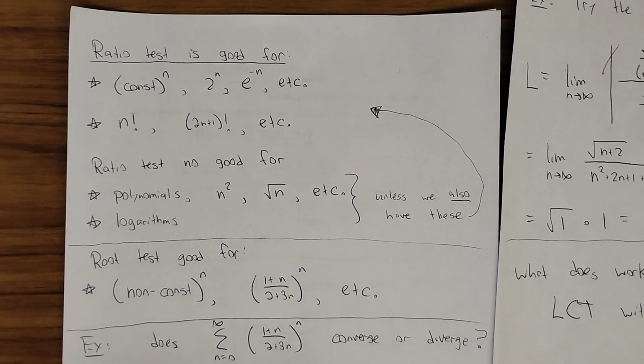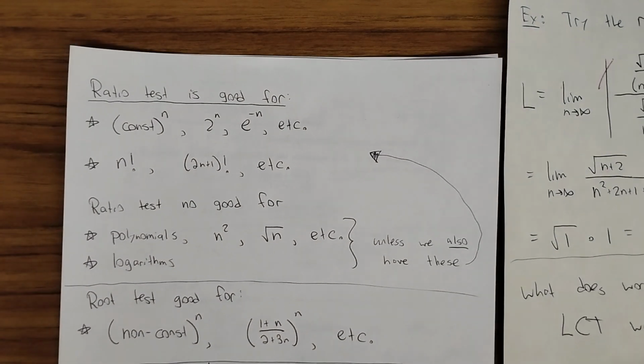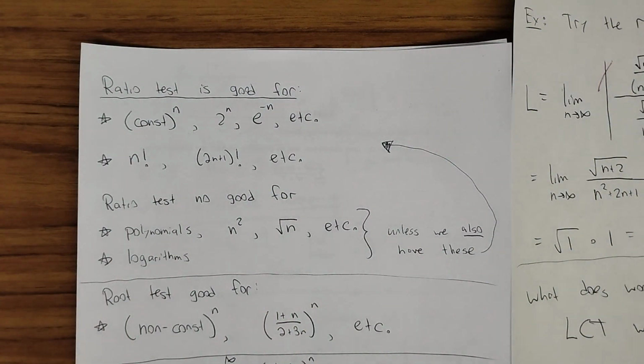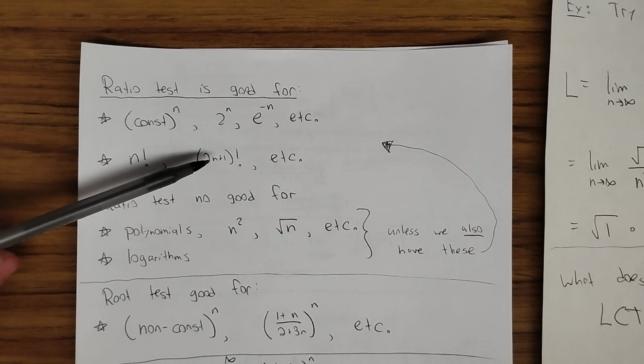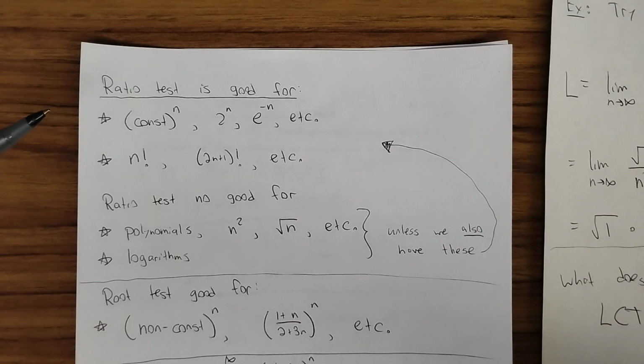So it could be like our first example had an e to the negative n on it. What else is it good for? It's good for factorials. We saw an example of that. So it could be n factorial or like (2n plus 1) factorial or something like that.